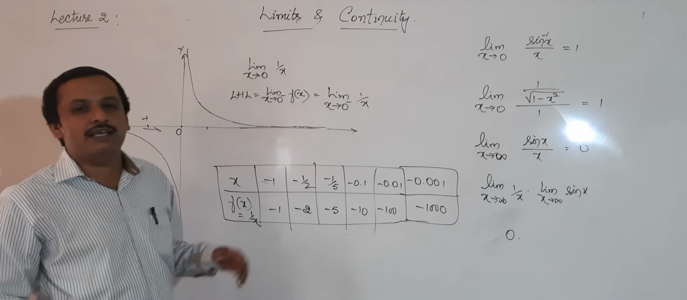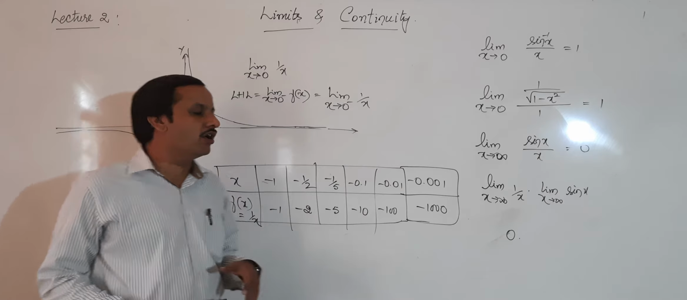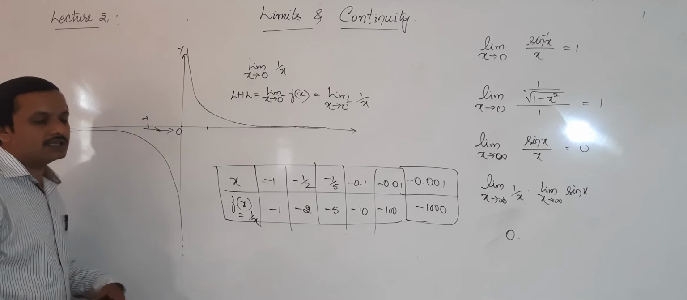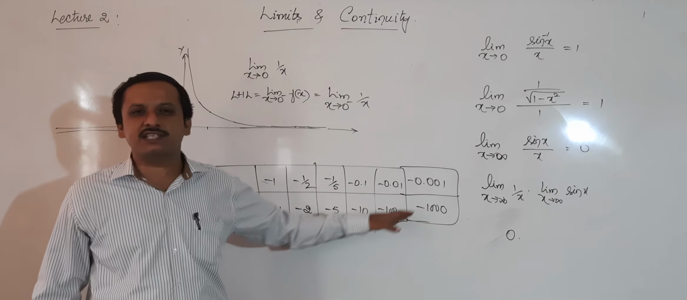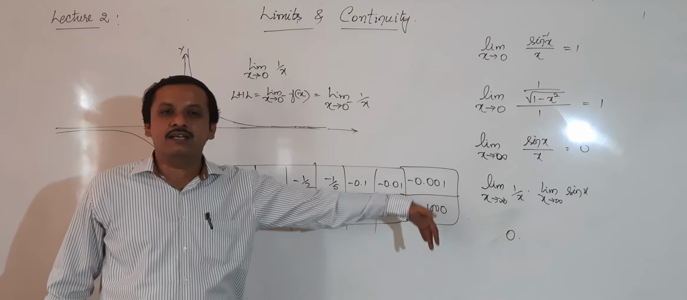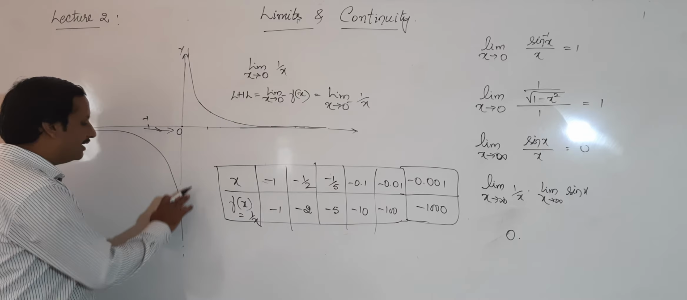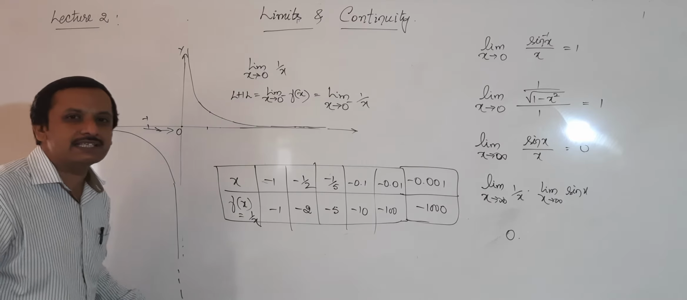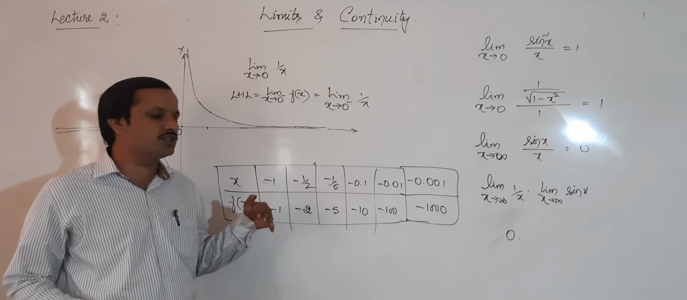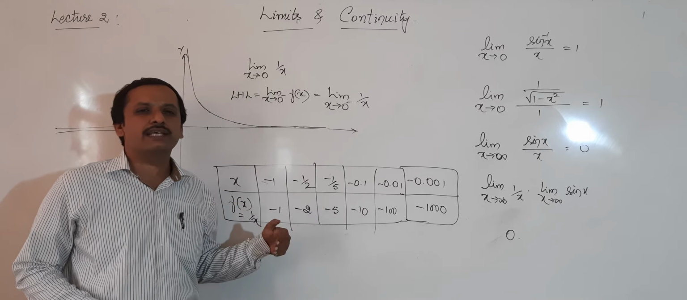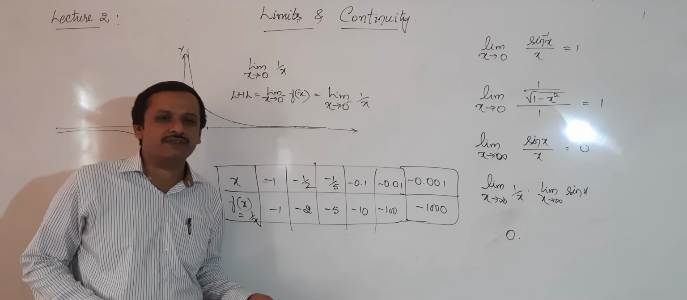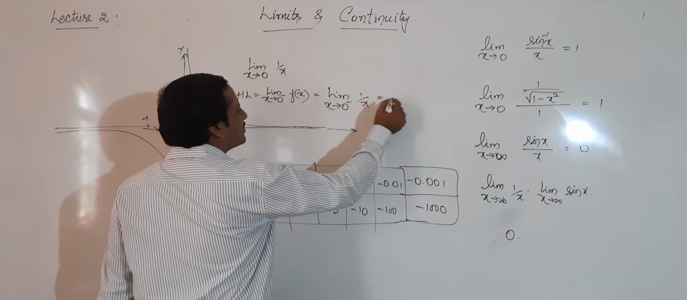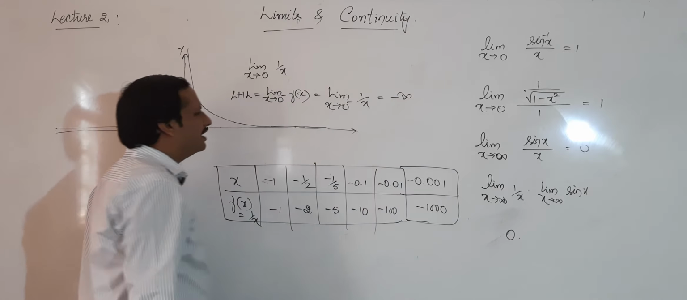As we can observe, as x comes closer and closer to 0, the value of 1 by x, the value of that function goes on decreasing. From minus 1, minus 2, minus 5, minus 10, minus 100, minus 1000, etc. It goes on decreasing and it will tend to minus infinity. So as x tends to 0 from left side, 1 by x will tend to minus infinity, which means I can write limit x tends to 0 minus 1 by x as minus infinity.